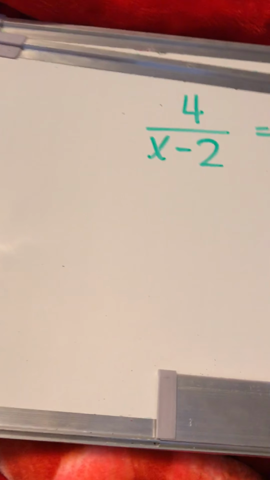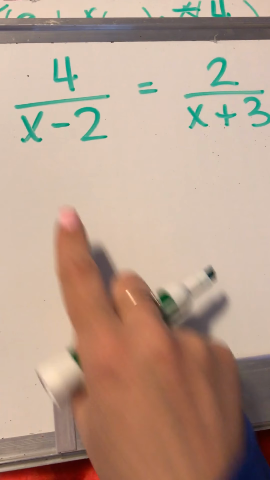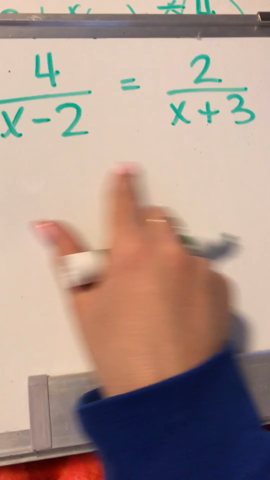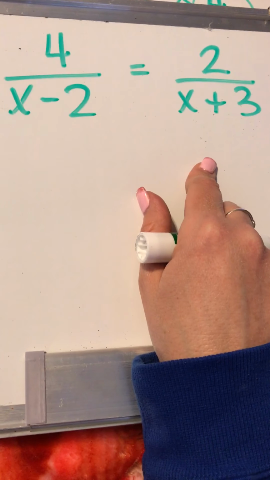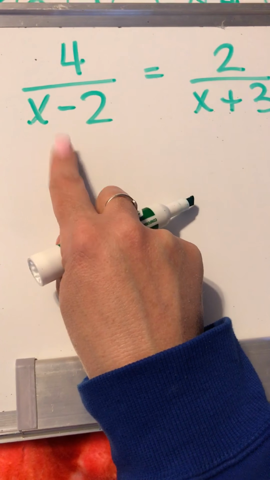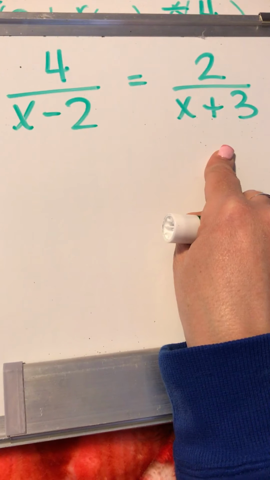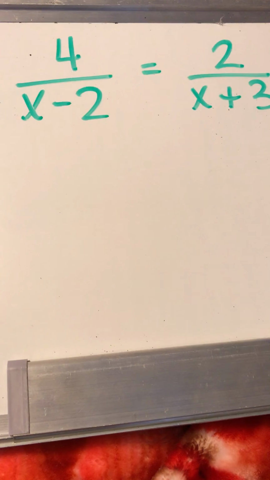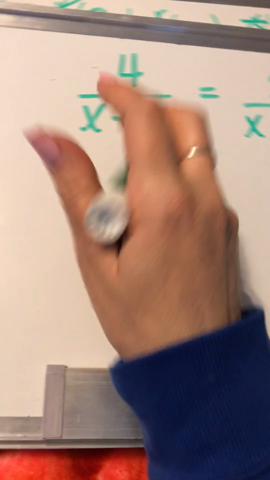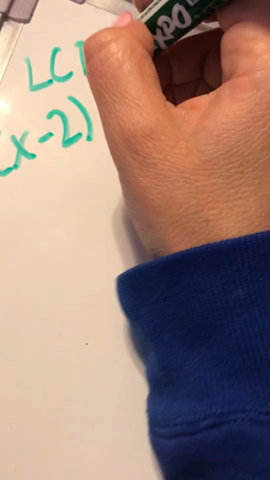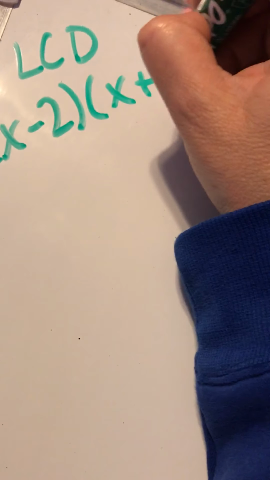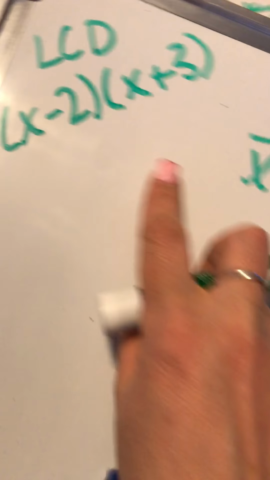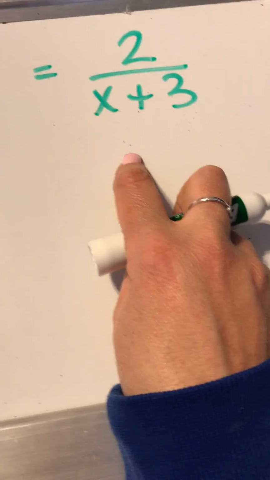Okay, let's take a look at another one. Now this equation we have x minus 2 for a denominator and x plus 3 for a denominator. If we have two factors, x minus 2 and x plus 3, as denominators, then our lowest common denominator, the LCD, would be x minus 2, x plus 3. That's our lowest common denominator, is to have one of these and one of these.